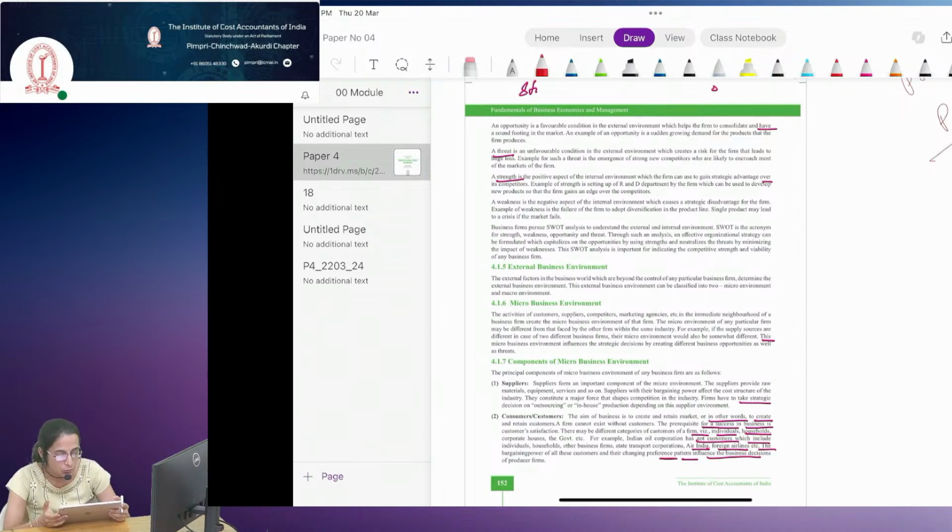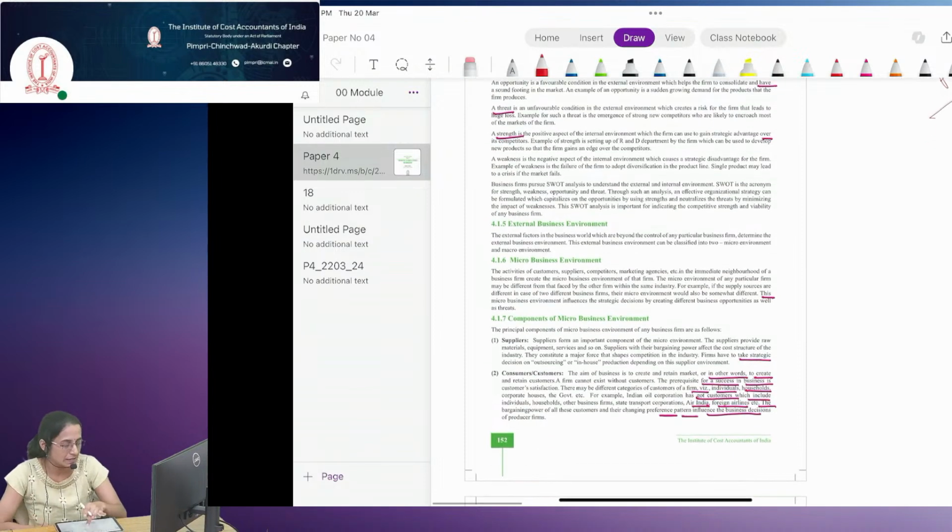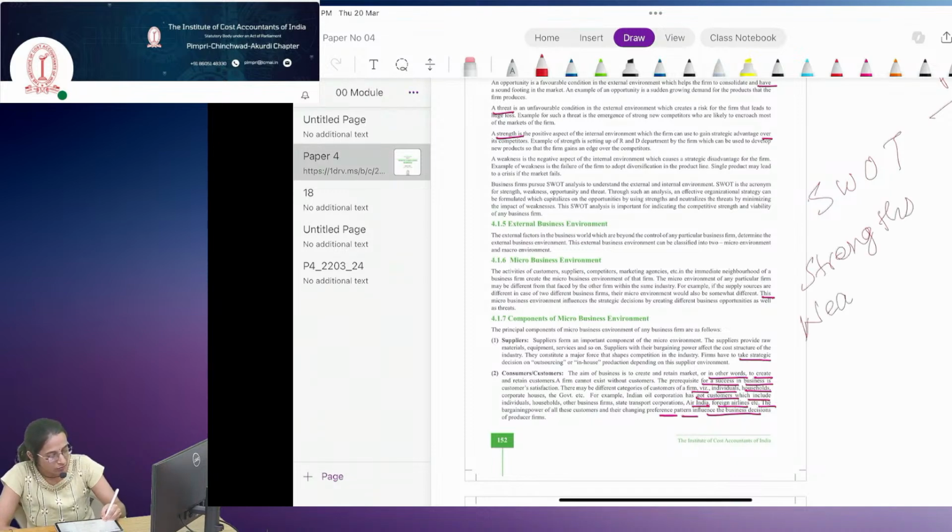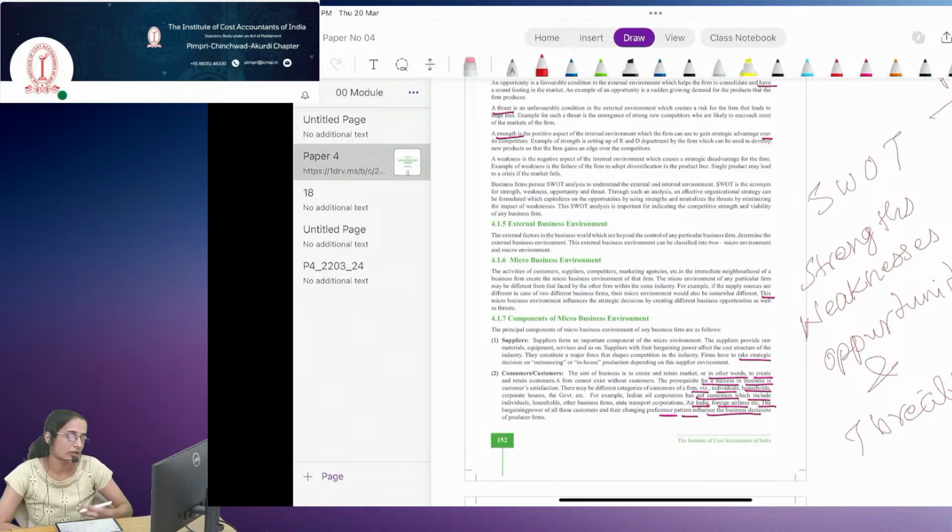Business pursues SWOT analysis. See, you know SWOT analysis? Strengths, weaknesses, opportunities, and threats. This SWOT analysis, every organization constantly does its SWOT analysis to lead to its improvement in its efficiency. To understand the external and internal environment. SWOT is the acronym for strength, weaknesses, opportunities, and threat.